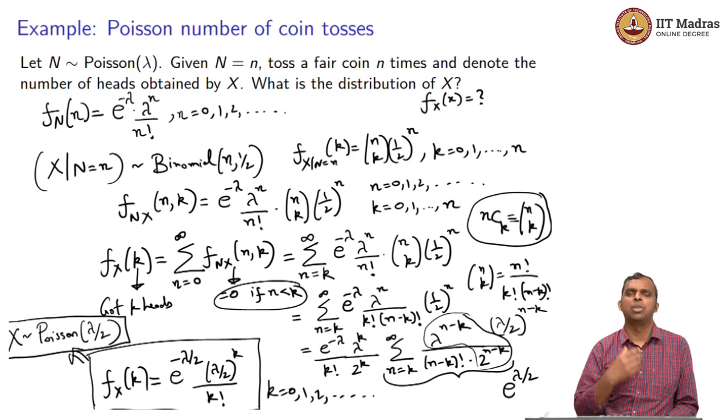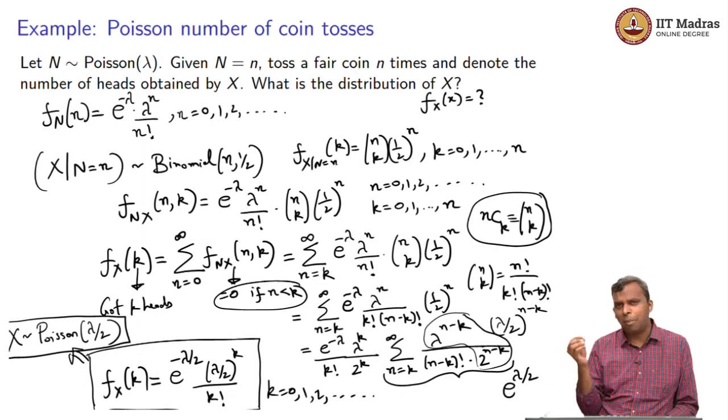If the Poisson random variable was 100, you tossed the coin 100 times. If it was 10, you tossed the coin 10 times. And then in the number of tosses that you did, how many heads you got became your random variable x. Okay. And notice what has happened. This x itself is another Poisson random variable, and it's got parameter lambda by 2.